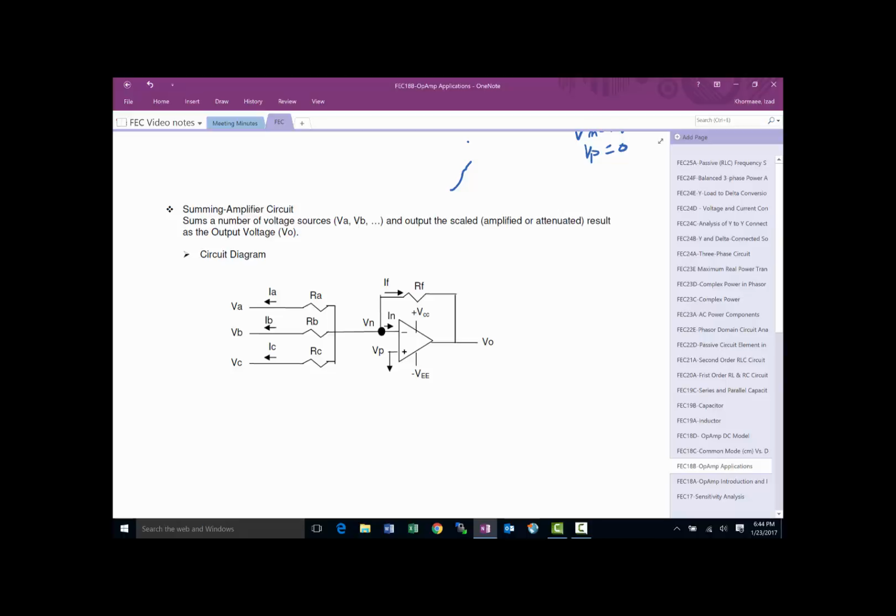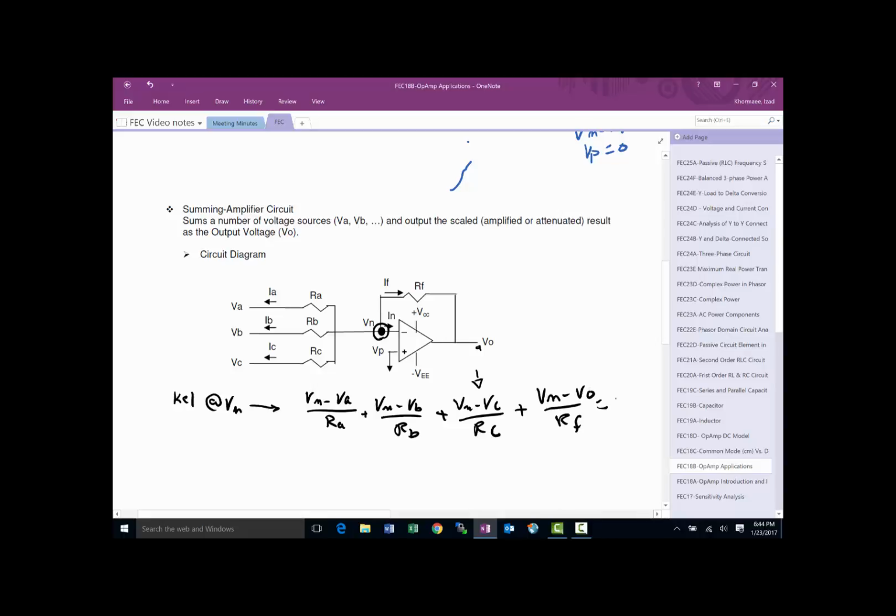So let's do that. Again, if you look at that, V out is from here to a reference, and the only essential node we have here is this one. So we only have to write one equation. We write the KCL at Vn, and that would be basically (Vn minus Va) divided by Ra, plus (Vn minus Vb) divided by Rb, plus (Vn minus Vc) over Rc, plus (Vn minus V out) over Rf, and all of that is 0.